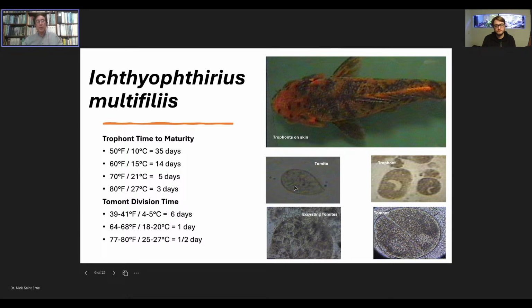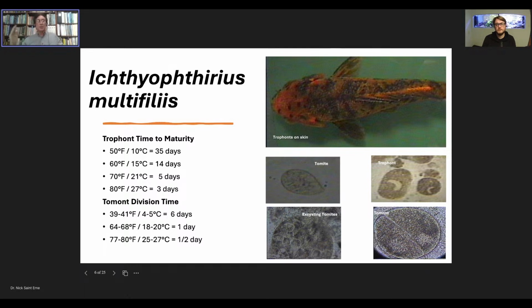So the question is, how long do you have to treat it? If we look at this little chart here, the trophont time to maturity. The trophont is the feeding stage. When the tomite attaches to the fish, it becomes a trophont. It starts growing until it gets big enough to drop off the fish. If you're in an outdoor koi pond and it's 50 to 60 degrees, it could take 2, maybe 4 or 5 weeks for that to occur. So if you're only treating it one time, you'll never get rid of this.